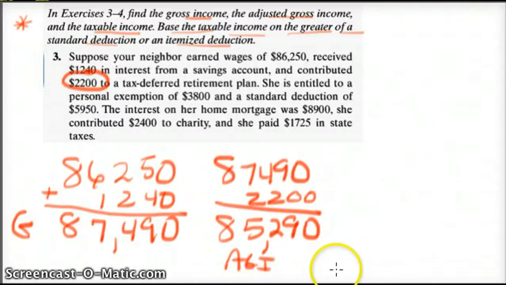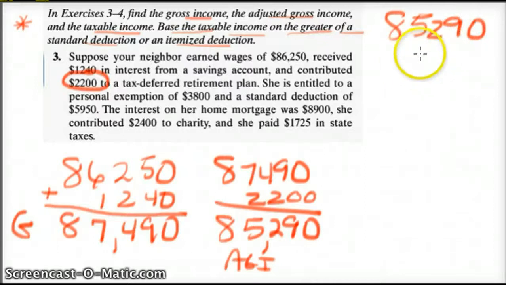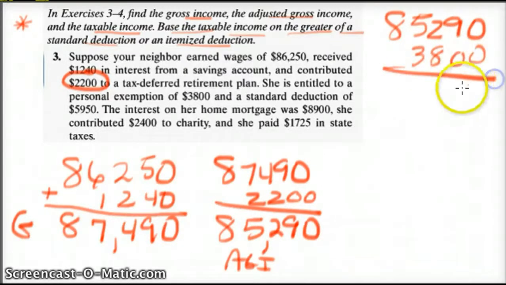Next, they want you to find his taxable income. Well, let's do one thing. Let's take the 85,290 and subtract his exemption, 3,800.